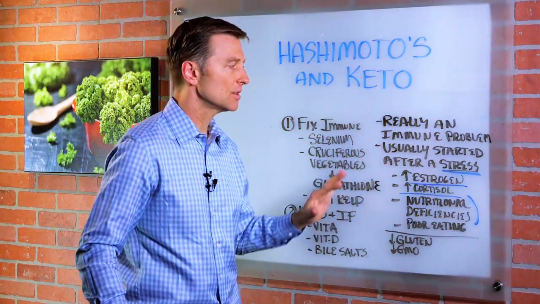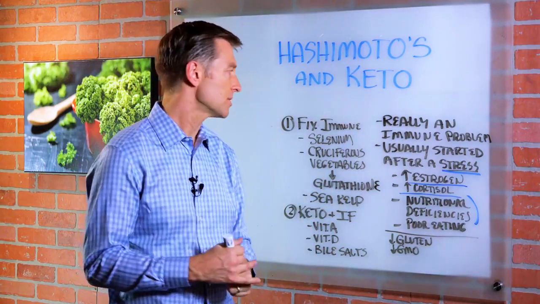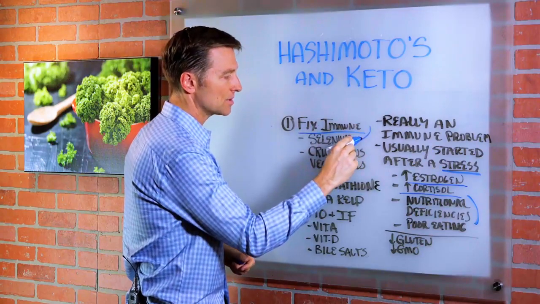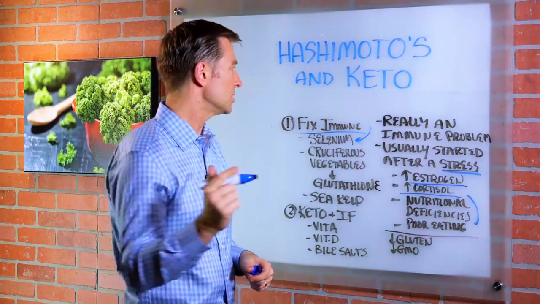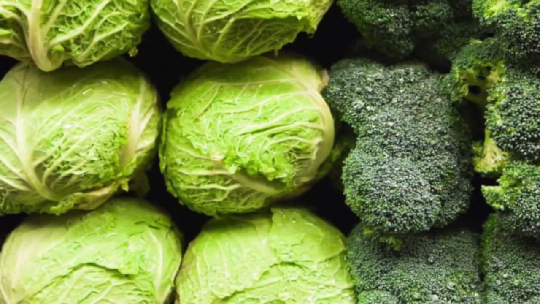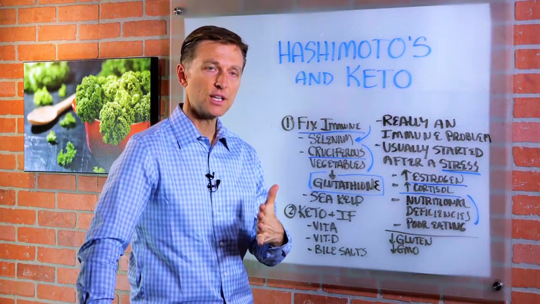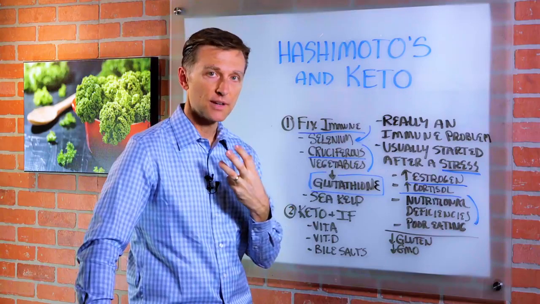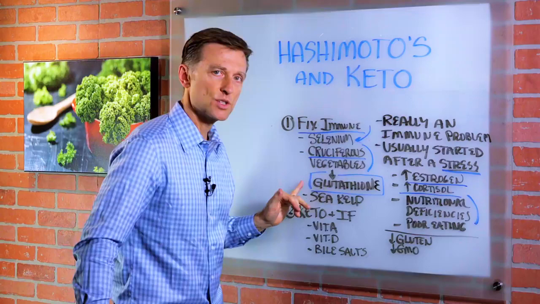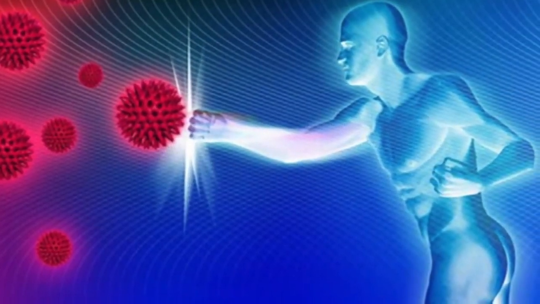So without getting too technical with the biochemistry, let's get right into what you can do if you have a Hashimoto's problem. Number one, you need to fix the immune system. Selenium is a really important trace mineral to improve immune function. Cruciferous vegetables are very important in Hashimoto's for two reasons. One, it slowly helps detoxify certain chemicals that could be affecting the immune system and the thyroid, but also it contains glutathione, which is a very potent, powerful compound that helps rebuild your immune system.